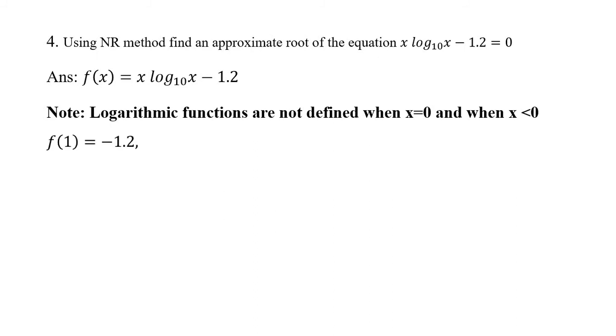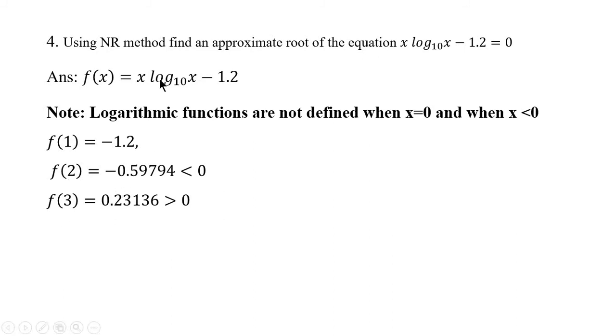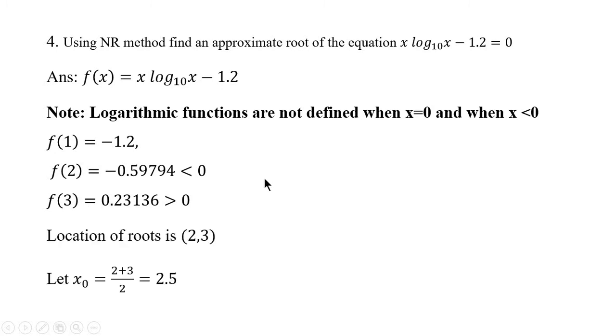So when you put x equal to 1, f of 1 is negative, f of 2 is negative, f of 3 is positive. See, make sure you use the function log base 10 in your calculator instead of natural logarithm. Otherwise you will end up with wrong answers. Since we have a change in sign, our root lies between 2 and 3. x0 is the midpoint of this, 2.5.